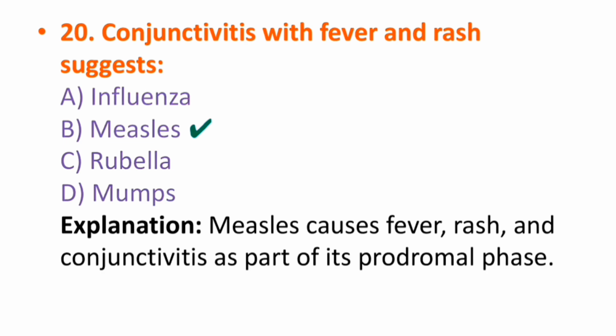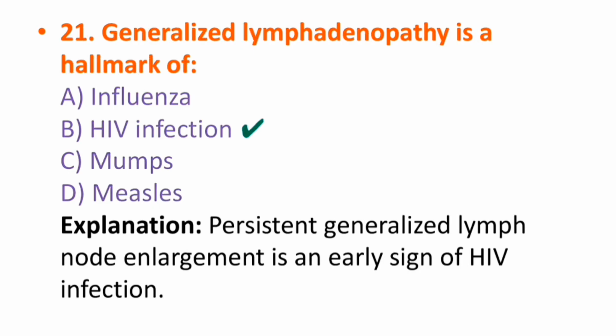Conjunctivitis with fever and rash suggests option A influenza, option B measles, option C rubella, option D mumps. The correct answer is option B measles. Measles causes fever, rash, and conjunctivitis as part of its prodromal phase.